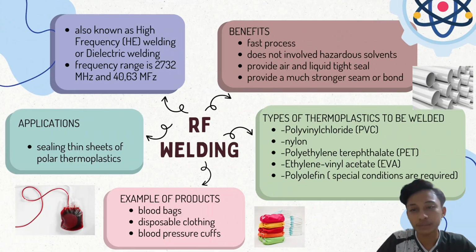So, I want to explain about RF welding. What is RF welding? RF welding, also known as high frequency welding or dielectric welding. The frequency range is 27.12 MHz to 40.68 MHz. And for the benefits, it has 4 benefits.